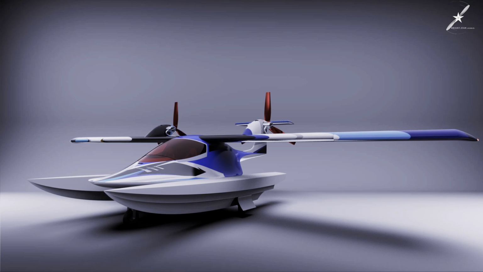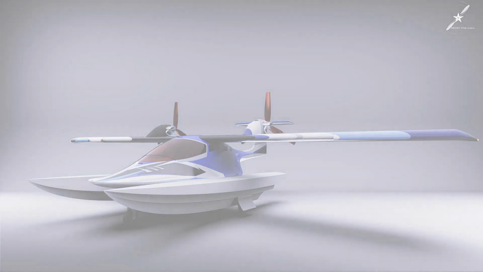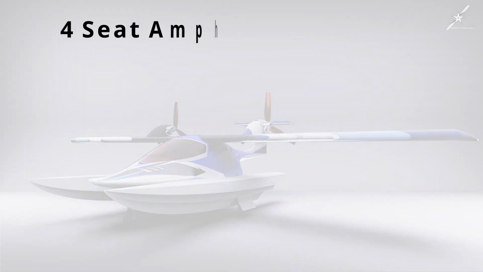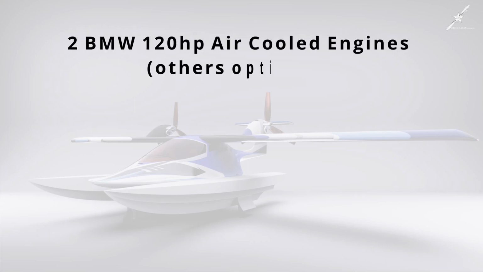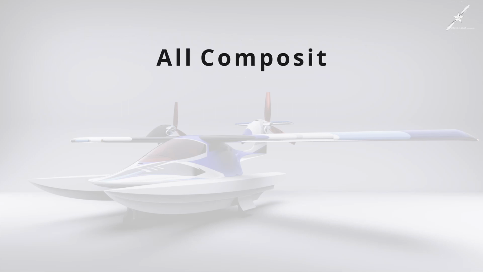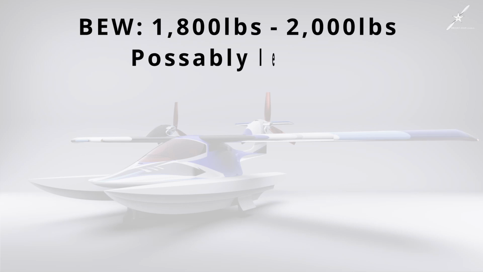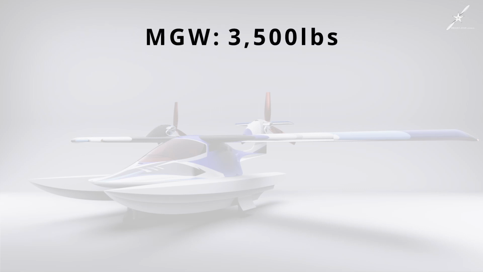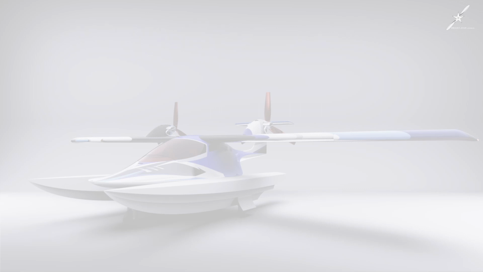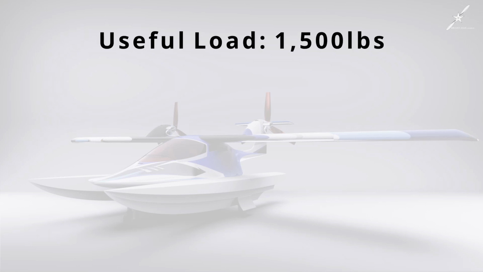Many of you have asked about the specifications of this aircraft. Until we have the design finished, I cannot give you fully accurate numbers. But what I can do is tell you what my expected goals are for this design. It is a 4-seat amphibious aircraft. It has 2 BMW 120 horsepower air-cooled engines with other engines optional. It is all composite construction. Basic empty weight is 1,800 to 2,000 pounds or less if possible. A maximum gross takeoff weight of 3,500 pounds. Minimum useful load of 1,500 pounds.